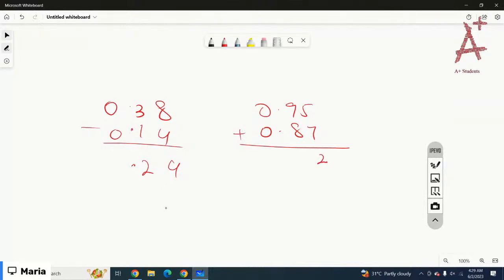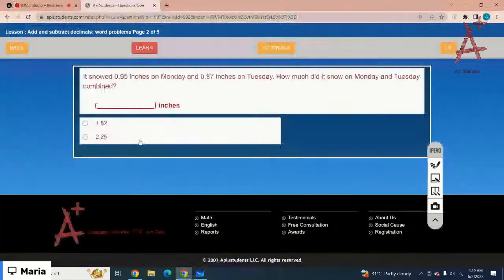So 5 plus 7 is 12, 2 and 1 carry. 9 and 1, 10 and 8, 18. So 8 and 1 carry. So it would be 1.82. Correct option is 1.82.